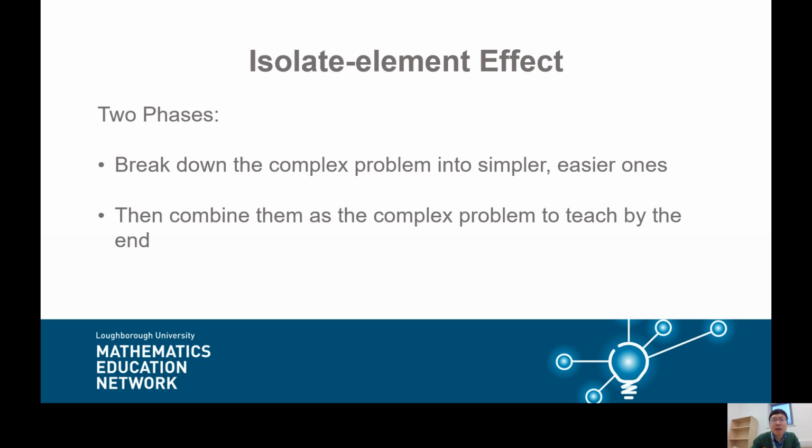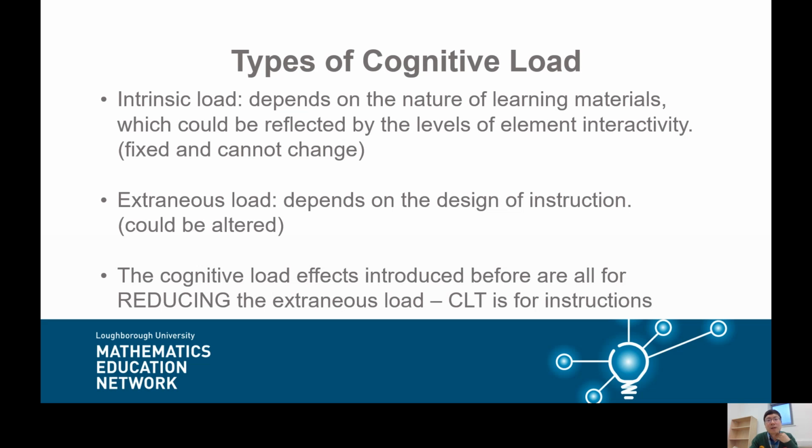So this is the design if we use isolated element effect, and this effect shows we could alter the intrinsic load. For the first phase, we reduce the intrinsic load first, and then we increase the intrinsic load by the end. Okay, so I mentioned the extraneous load and intrinsic load. So what is intrinsic load and what is extraneous load? And how many types of cognitive load are we now using in CLT?